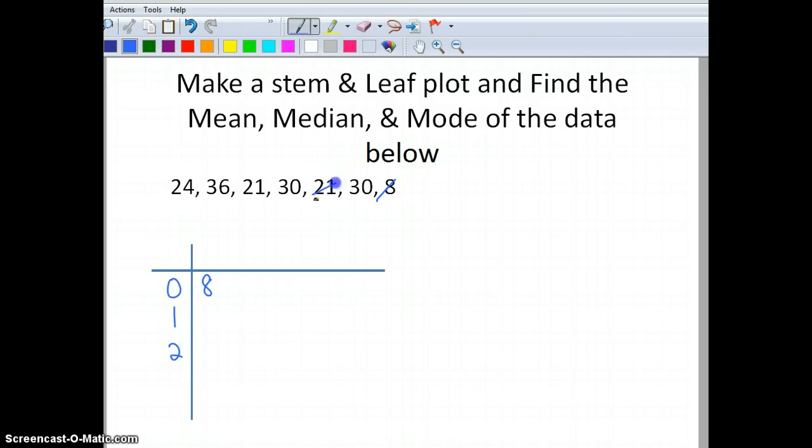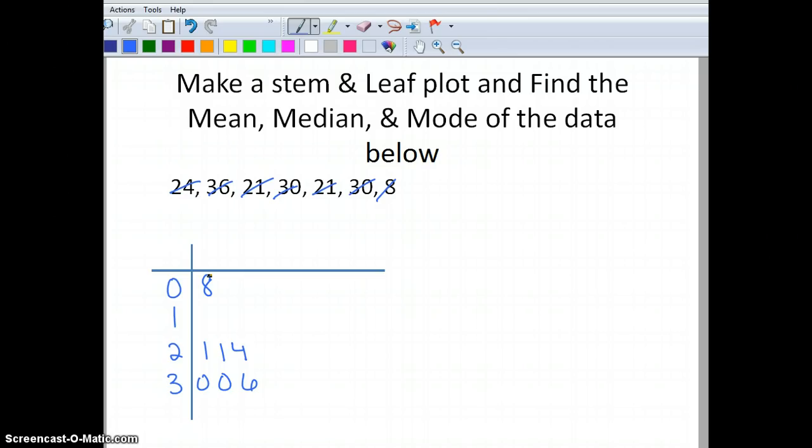Next I have 2. It's 21, 21, 24. Then I have my 3. So I have 30 and 30, so I'm going to have 2 zeros. And then 36. See here I had 1, 2, 3, 4, 5, 6, 7 numbers. And I have 7 numbers here, so I have it all taken care of. It's very important to make sure that you have every number accounted for.